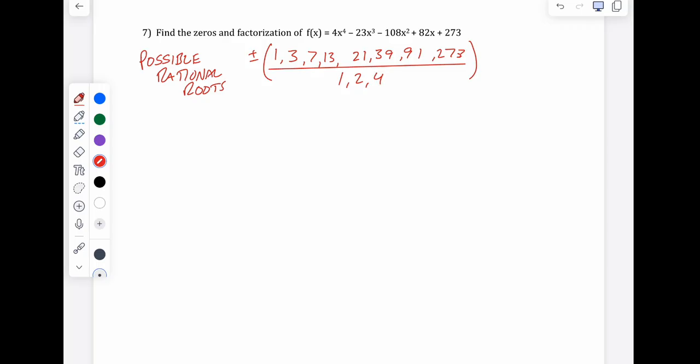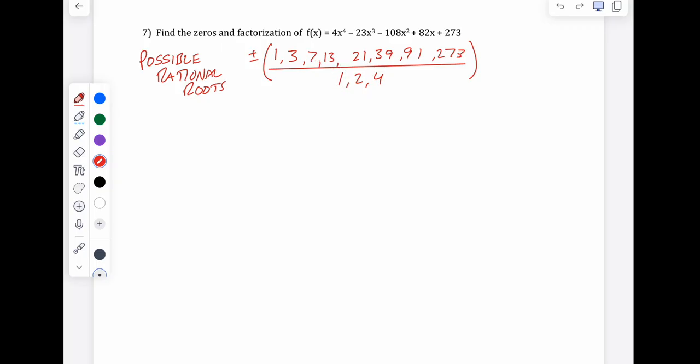There might be 4 rational roots. There might be less than 4 rational roots. There might be irrational roots. But if there are rational roots, they're in this list. Okay? So maybe 39 over 2 is a root. Maybe 13 over 2 is a root. Maybe 7 over 1 or negative 7 over 1 is a root.